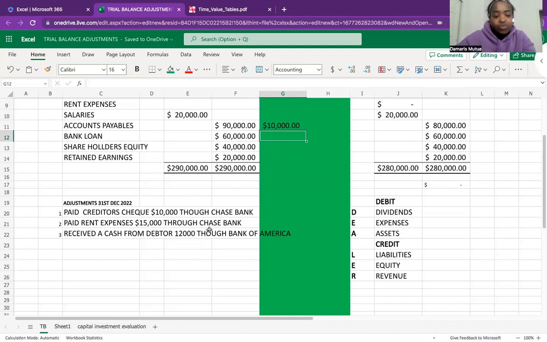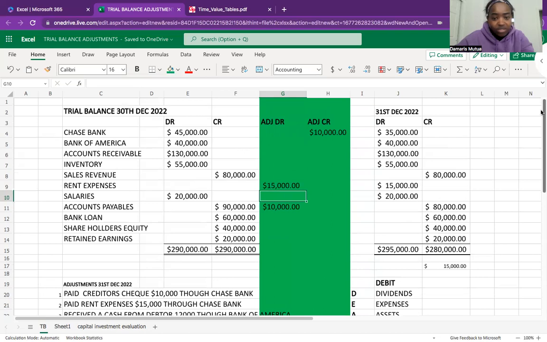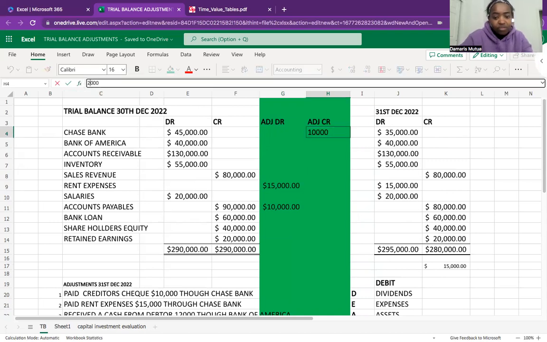The second one is we paid rent. So our rent expense is going to go up. So rent going up is a debit. So we're going to debit our rent account, and we pay this through Chase Bank. Sorry, it's 15,000. And we paid this through Chase Bank. So Chase Bank is going down again. Another 15,000. So this is going to be 10 plus 15, 25.